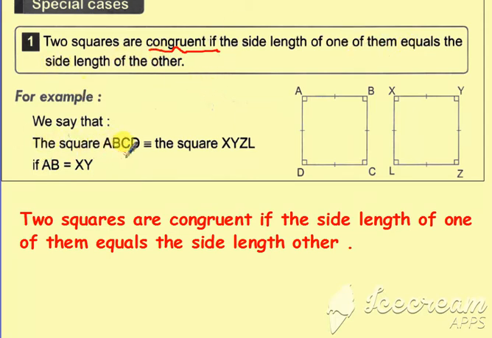Okay, square ABCD is congruent to square XYZL, as we said before. AB equals XY and BC equals YZ and CD equals ZL and LX equals DA.